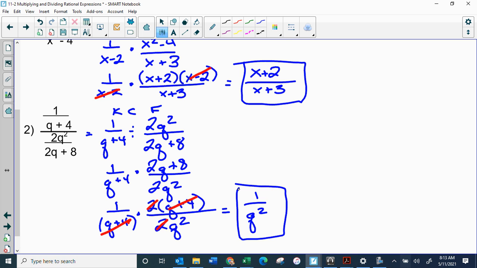All right, so that's multiplying and dividing rational expressions. Hopefully that was helpful and useful to you.